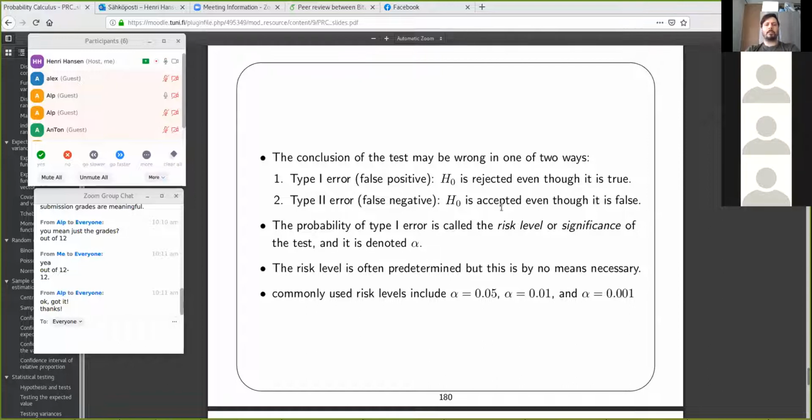So the risk level is often predetermined, but this is by no means necessary. We can just calculate these things and then decide on the risk level later. Usually, those people who think we need to be hygienic about this think that we have to set the risk level beforehand and then just either accept or reject. But that's not actually how it's usually done. In fact, what is usually done is we calculate what is called a p-value. I'll show shortly what that means.